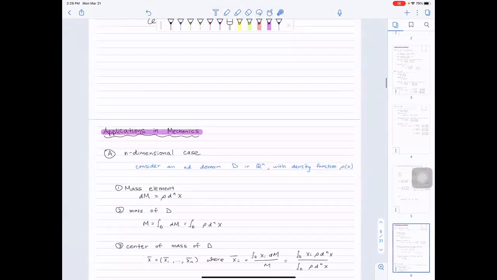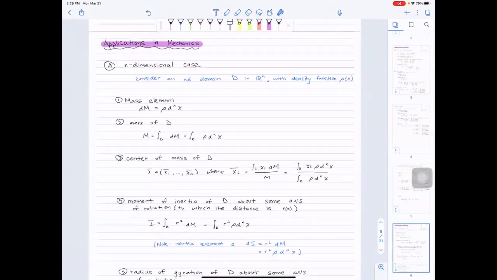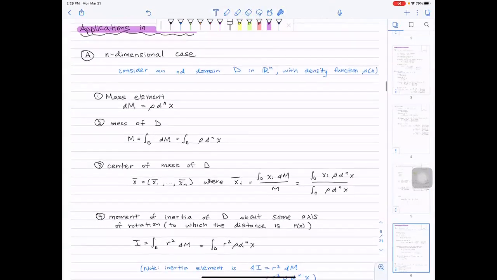Okay, let's move on to mechanics. So now we have applications in mechanics. We still have the same thing: we're always going to have an element, some main thing to calculate, and other properties. So we see that the mass element for n equals 2, so we're in 2D, would just be the density times dA. And if you wanted to find the mass of some 2D region, you do the double integral of your mass element.